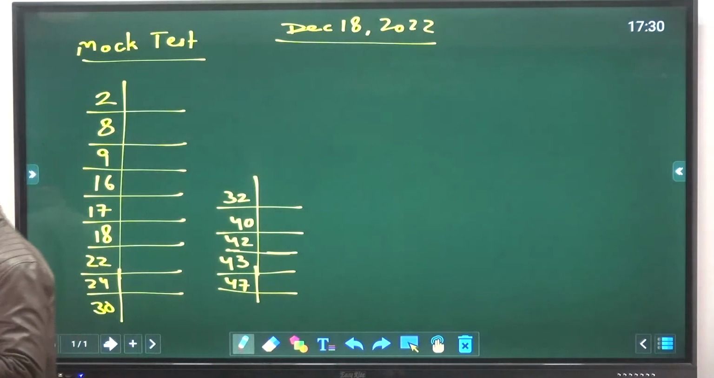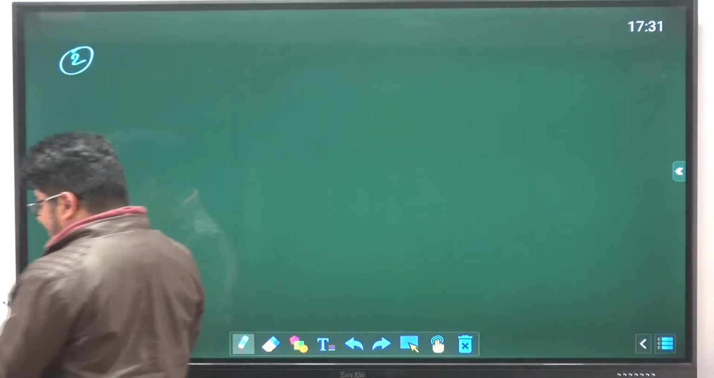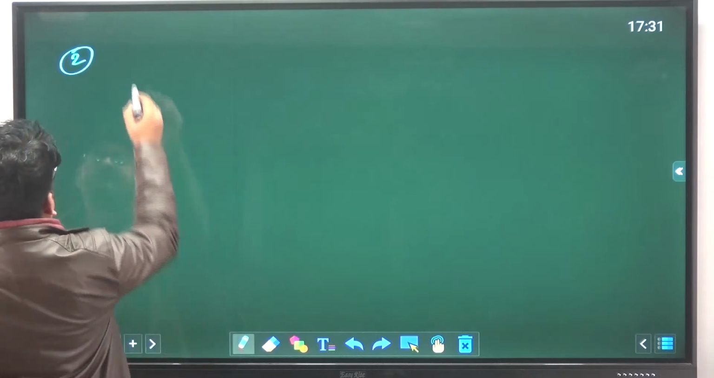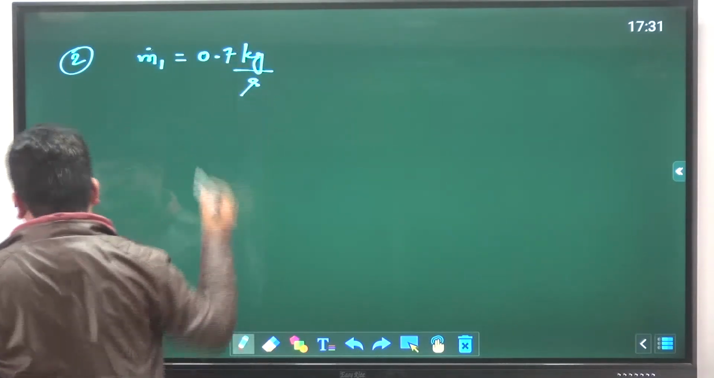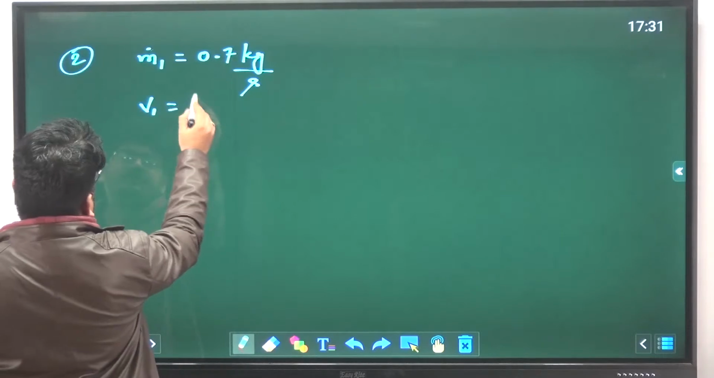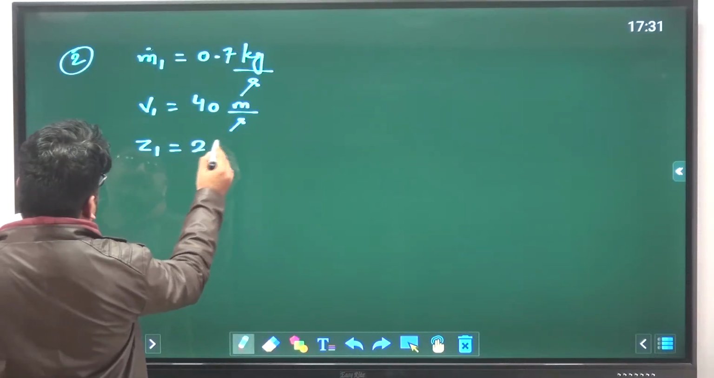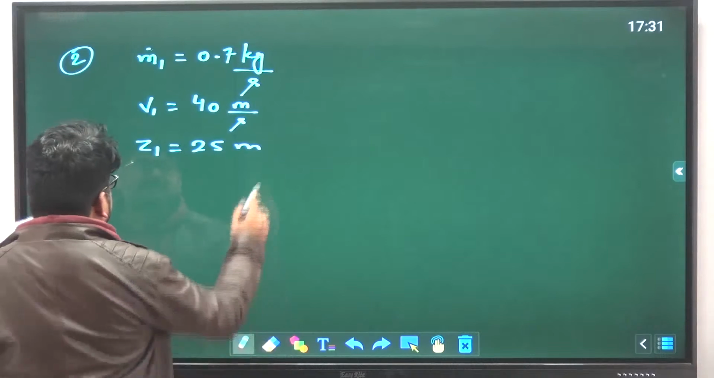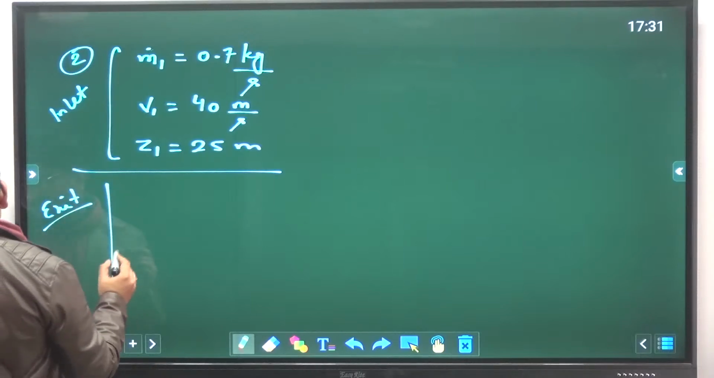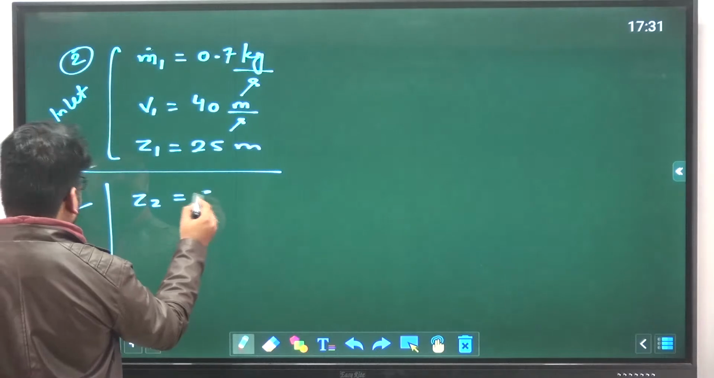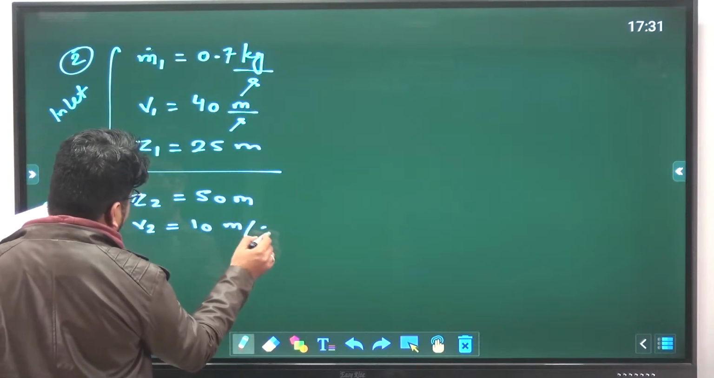Okay, so if you see the question number 2, it is given that a system receives 0.7 kg per second of a fluid at a velocity of 40 meter per second at an elevation of 25 meter. At the exit, this is at the inlet, and now the exit conditions. The elevation is Z2, that is 50 meter. The fluid leaves at a velocity of 10 meter per second.